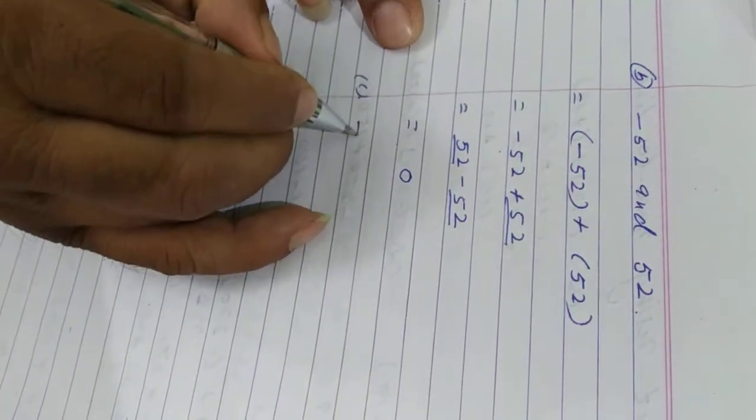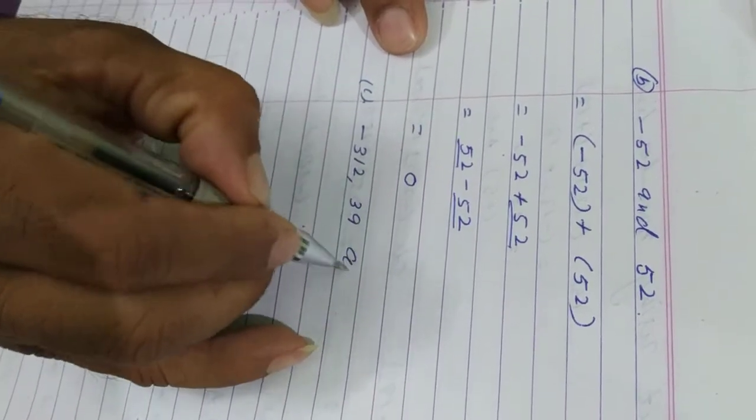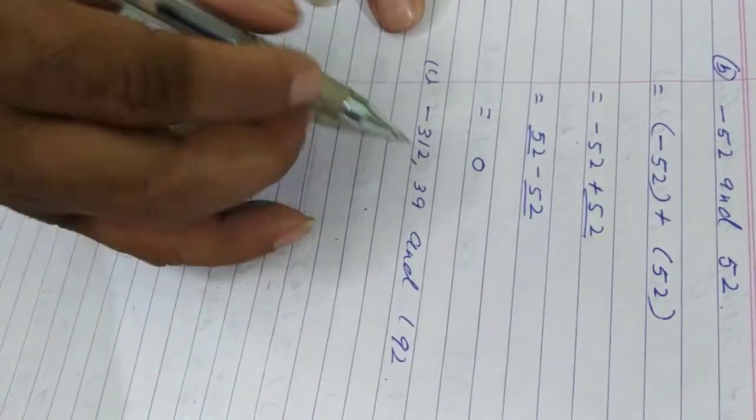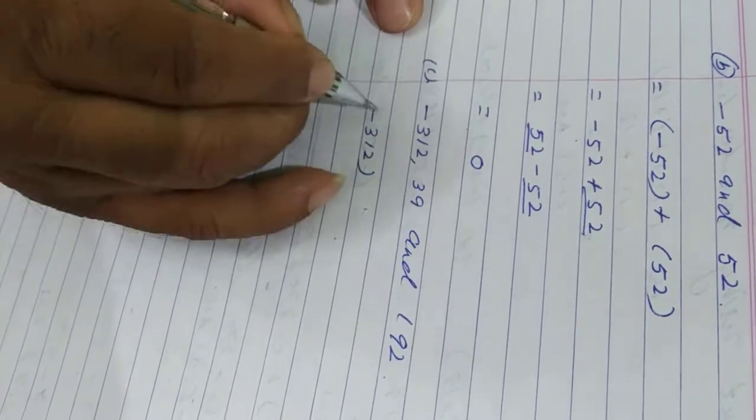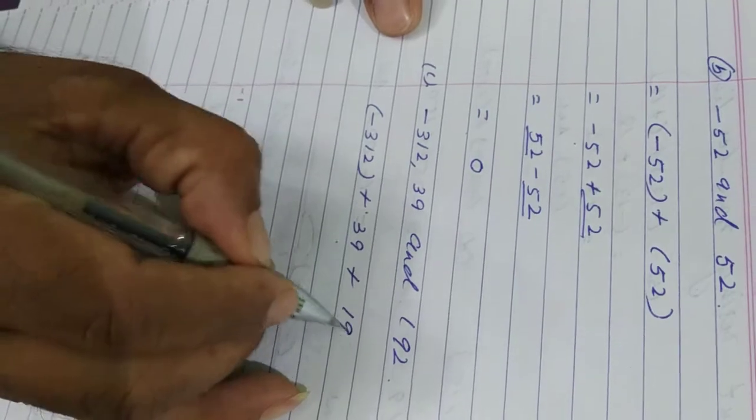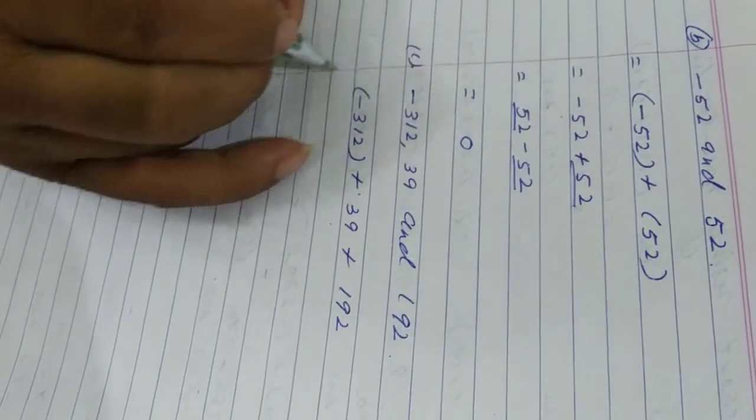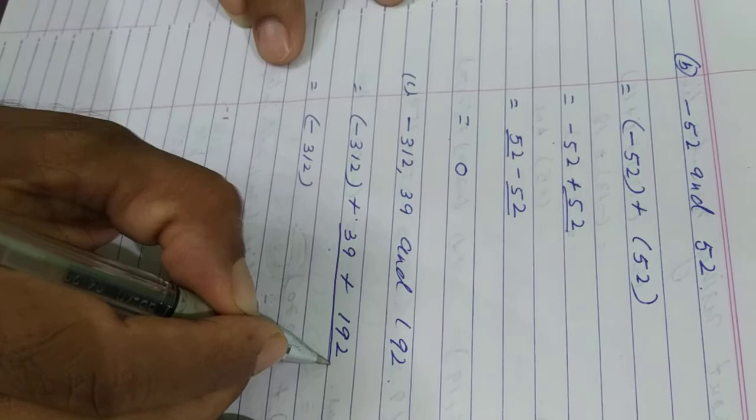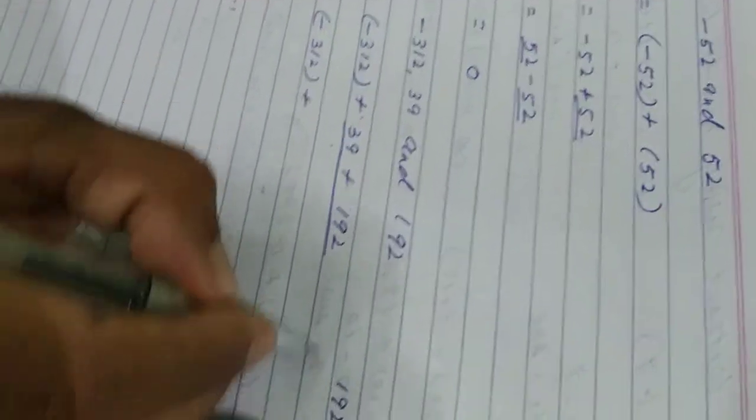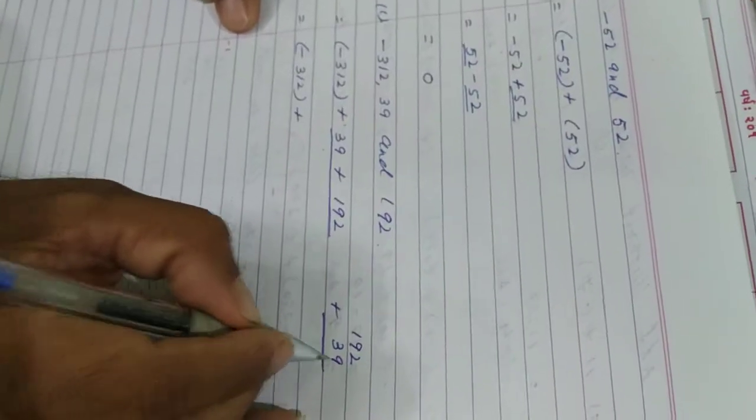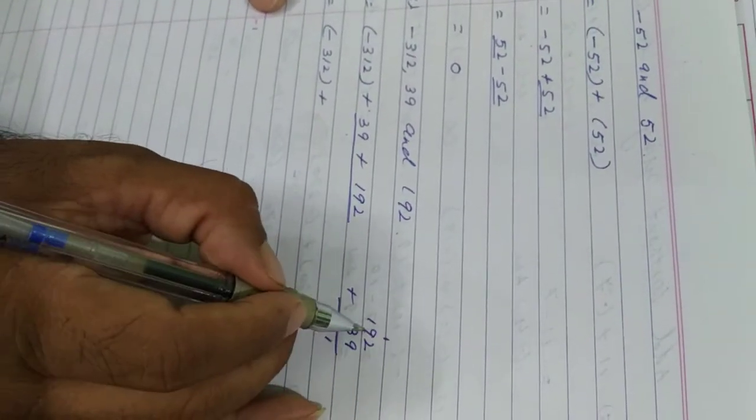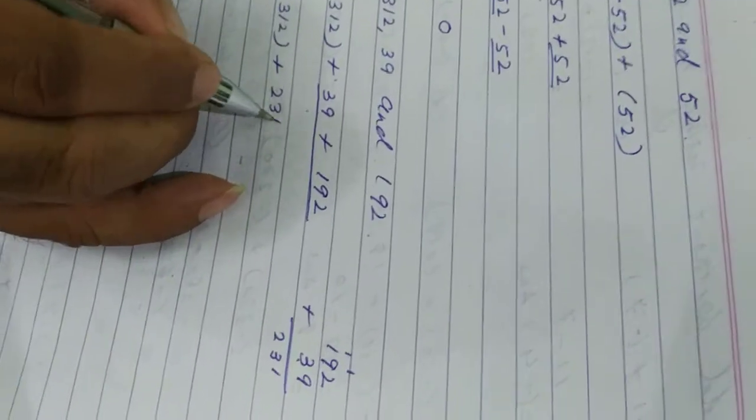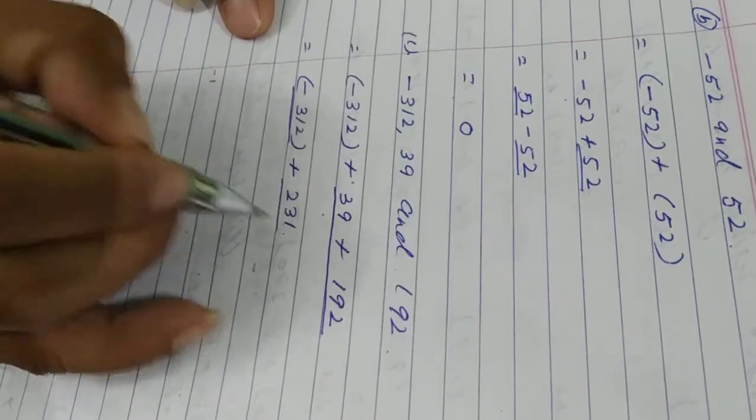As it is, see the next, minus 312, 39 and 192. See here, there are three different numbers given. The sum of, right? So, minus 312 plus 39 plus 192, right? Is equal to minus 312. First of all, we'll add both positive integers over here. Plus 192 plus 39. 2 plus 9, 11. So, 1. Right? 1 plus 9, 10. 10 plus 3, 13. So, 1. 1 plus 1, 2. So, plus 231.